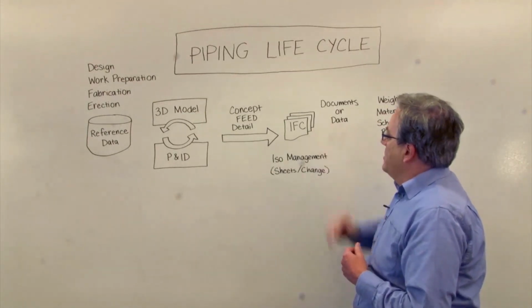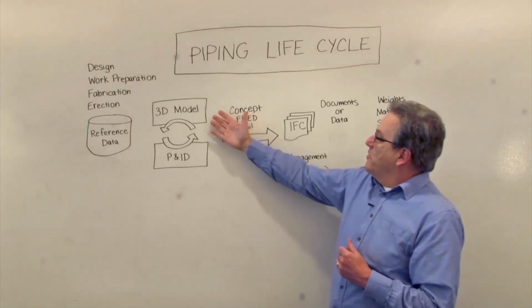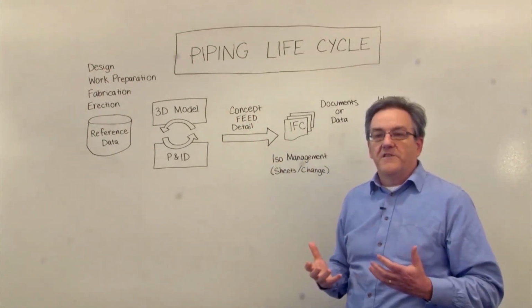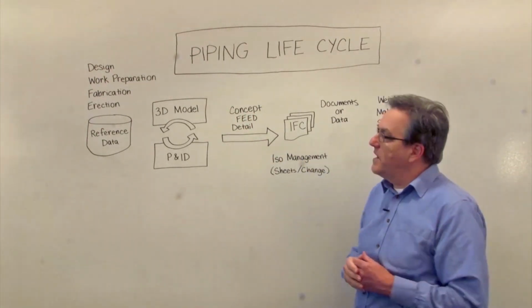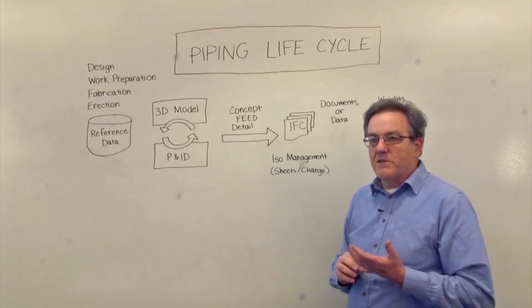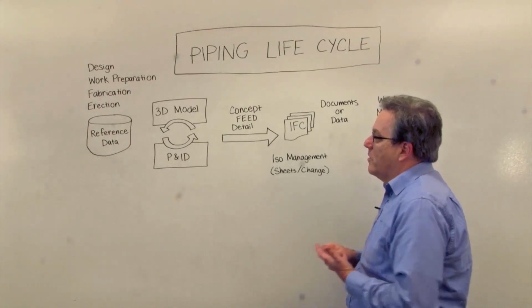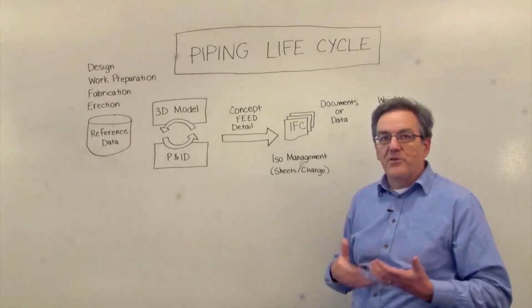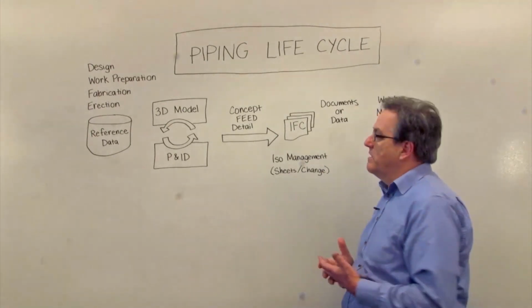So why do we need piping isometrics when we've got this perfectly nice 3D model? Well, the 3D model gives us a lot of detail. It gives us a complete material takeoff, and it makes sure that everything is going to fit because we're doing clash detection and we're making sure that all the piping and the structure and the equipment is going to fit together.